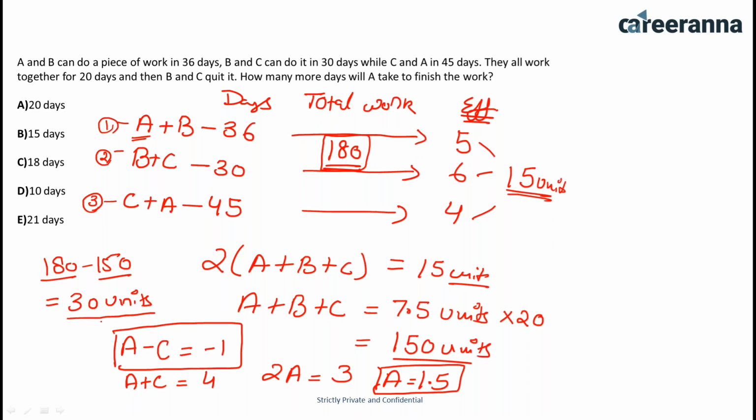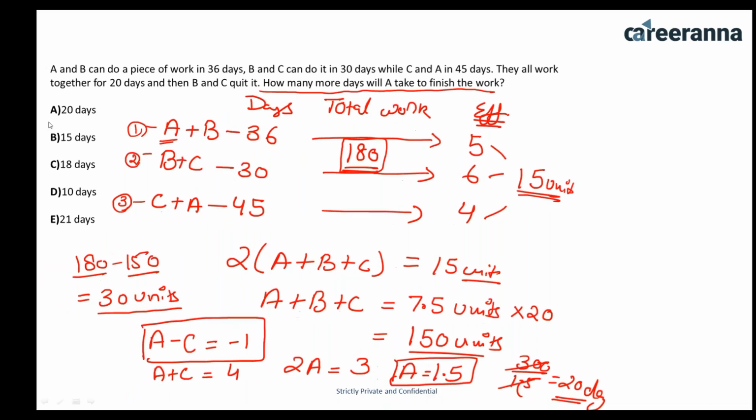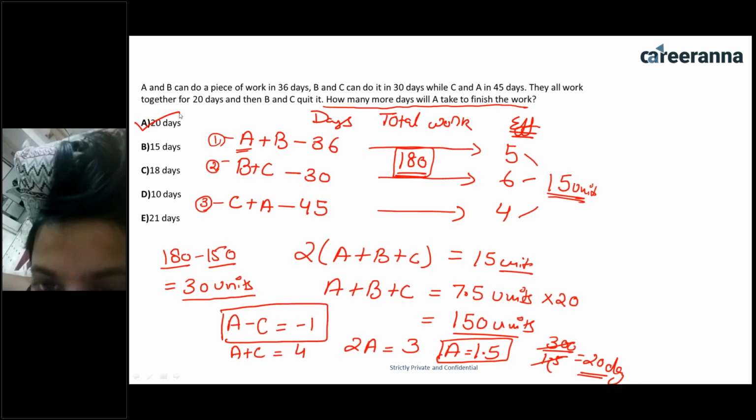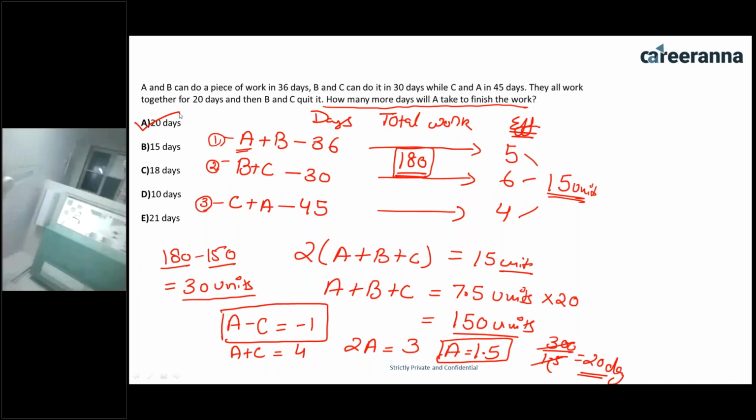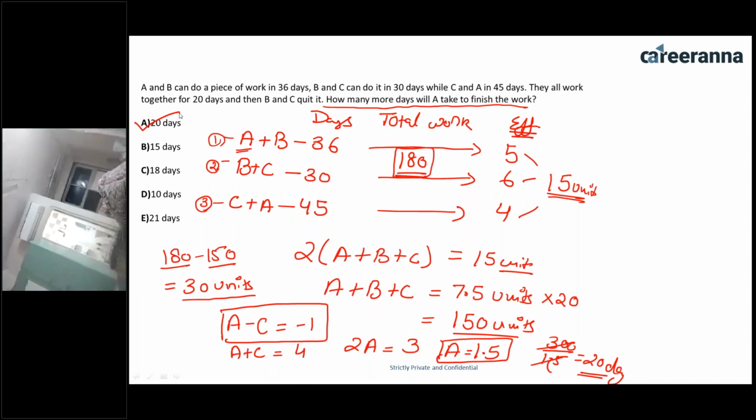30 units of work are left. Now A has to complete this 30 units of work. So 30 units of work divided by 1.5. If you take 0 here, 15 multiplied by 20 is going to be 30. That means in 20 days A can finish the work. This is asked in the question, in how many days A will take to finish the work. That is option A, 20 days. So in 20 days he is going to finish this work. So that's how we are going to calculate this.